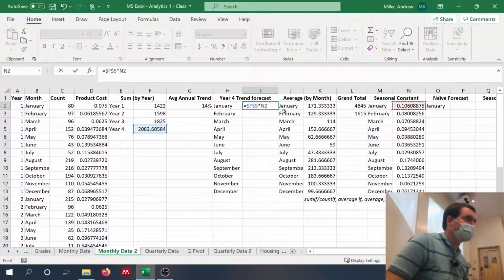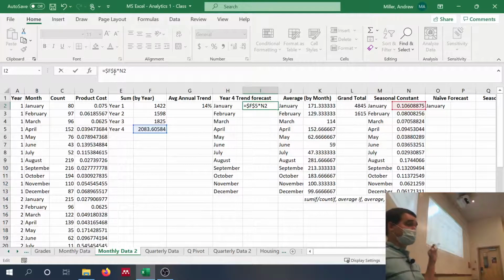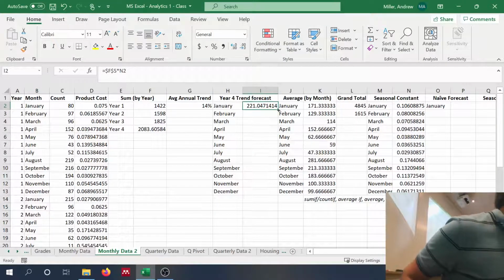Seasonal constant for each season. And you notice I went ahead and made the year 4 an absolute reference, so I can copy it down. That's exactly correct. Go pass that over to him, please.